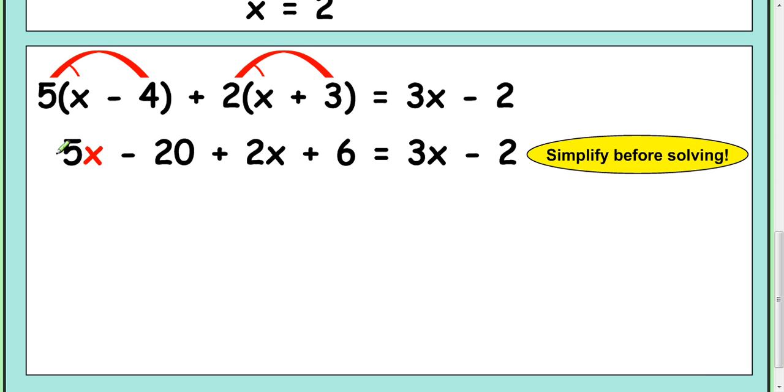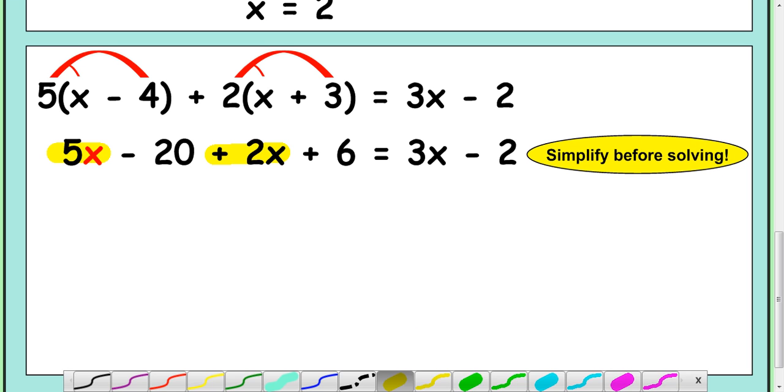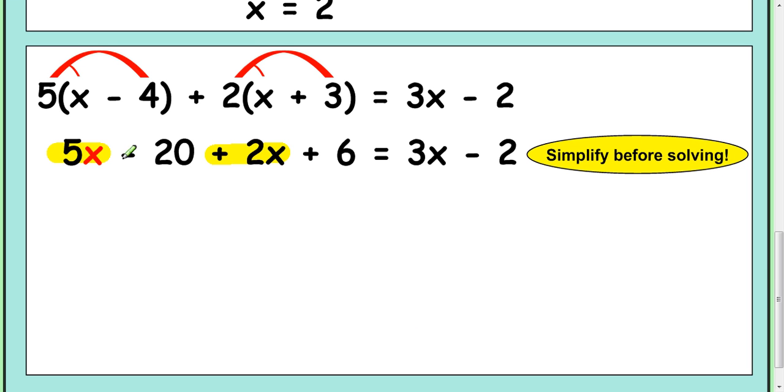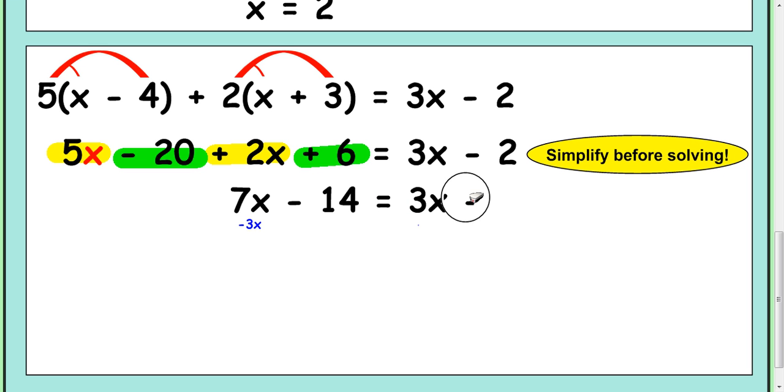So let's collect the terms up. We've got 5x, add a 2x. That gets 7x, and we've got a negative 20 plus 6. And if you like to think it was 6 take away 20, that's going to come to negative 14. So we're going to get 7x take away 14 equals 3x take away 2.